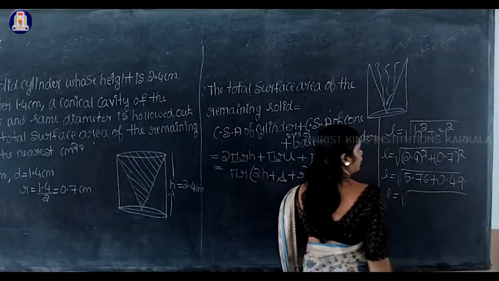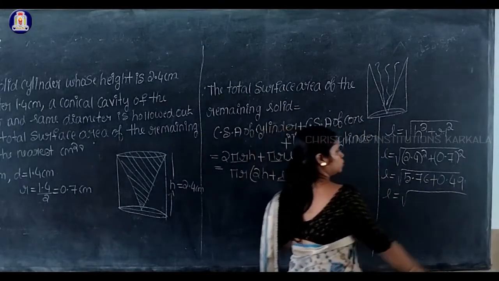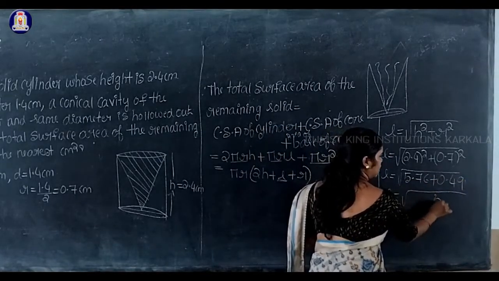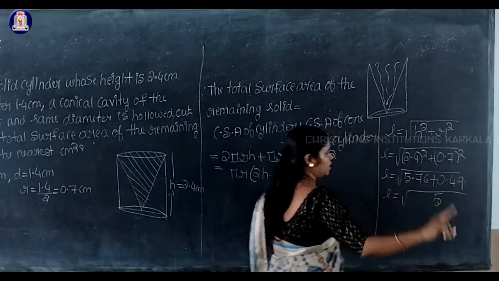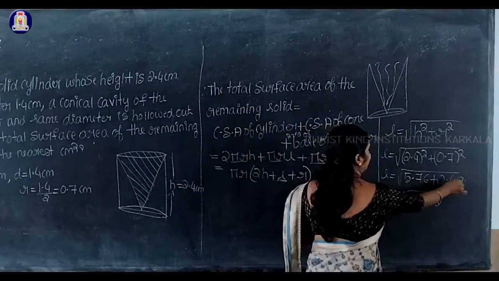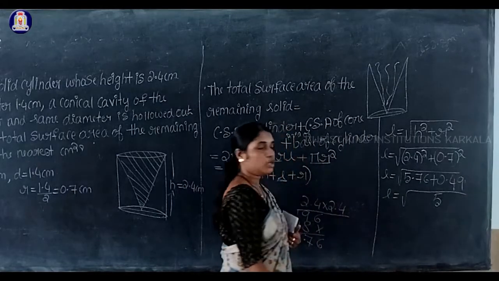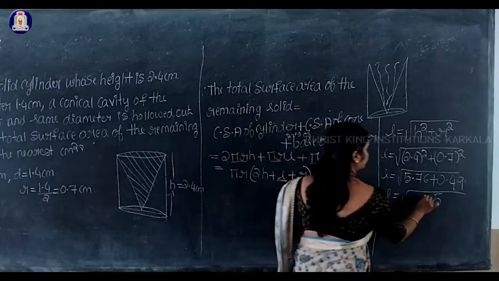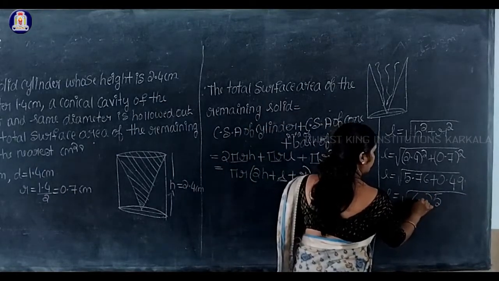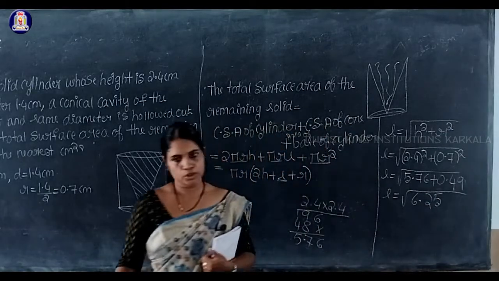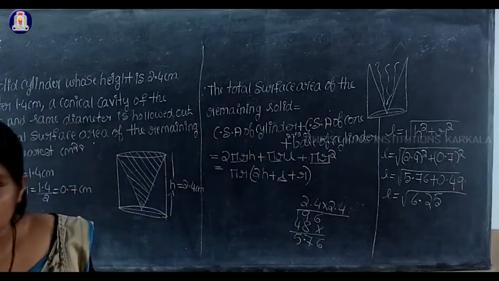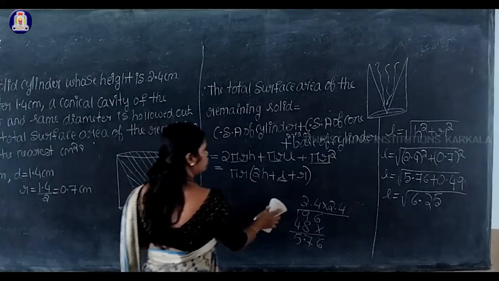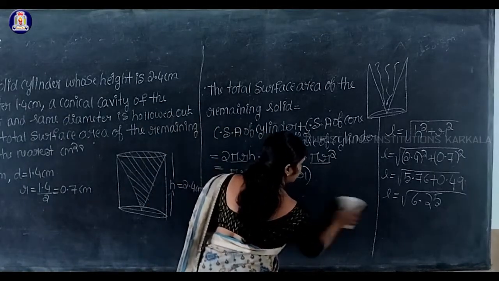5.76 plus 0.49 equal to how much? 9 plus 6 is 15, 1 carrying. Here I will take 7 plus 5 equal to how much? 12, 1 carrying, so you will get 6.25. Okay, yes. So now what is the square root of 6.25?